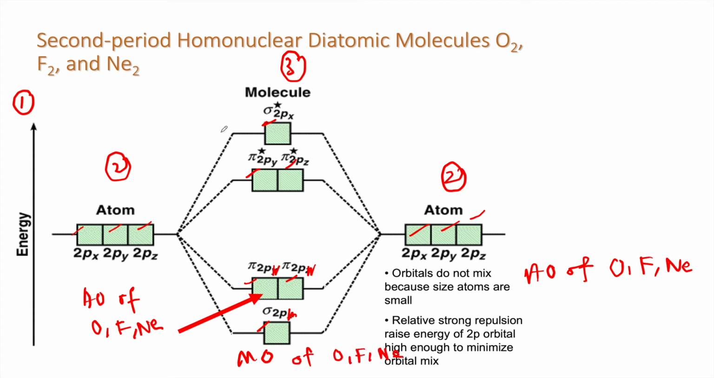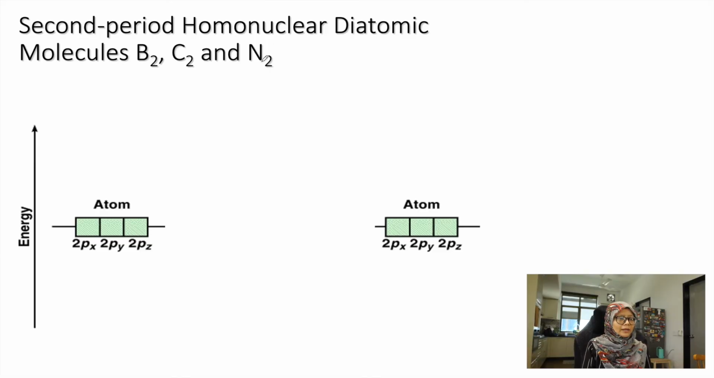This only applies on the small atom. The arrangement is sigma, pi, pi star, sigma star. So what happens if we have a larger molecule, usually B2, boron 2, carbon 2, and also nitrogen 2, which have a larger size. For the first one, you need to have the energy.